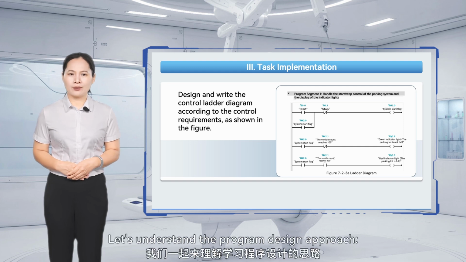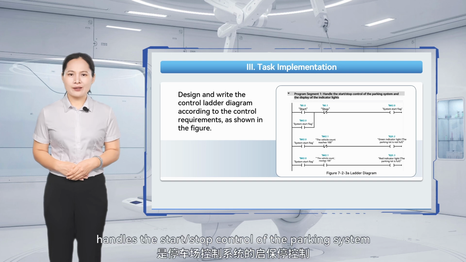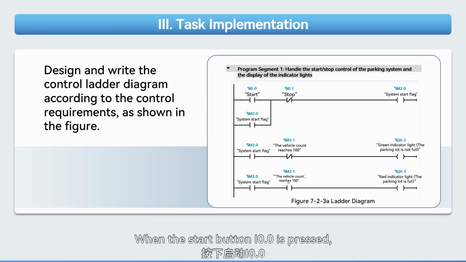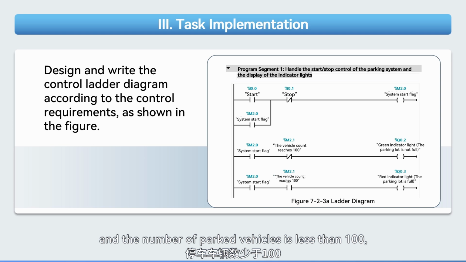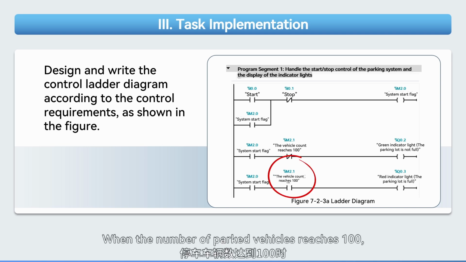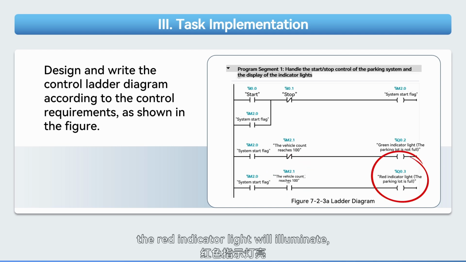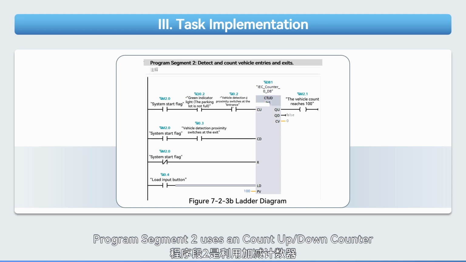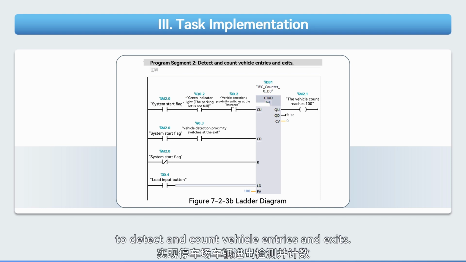Let's understand the program design approach. Program Segment 1 handles the start and stop control of the parking system and the display of the red and green indicator lights. When the start button I0.0 is pressed, the system will start and remain active until the stop button I0.1 is pressed, at which point the system will stop. When the system is active and the number of parked vehicles is less than 100, the green indicator light will illuminate, indicating that the parking lot is not full. When the number of parked vehicles reaches 100, the red indicator light will illuminate, indicating that the parking lot is full.